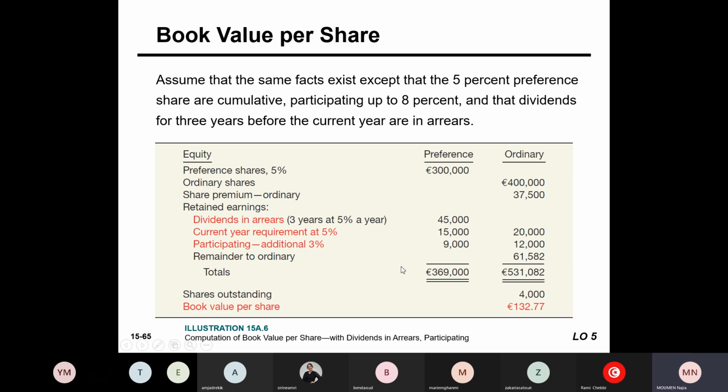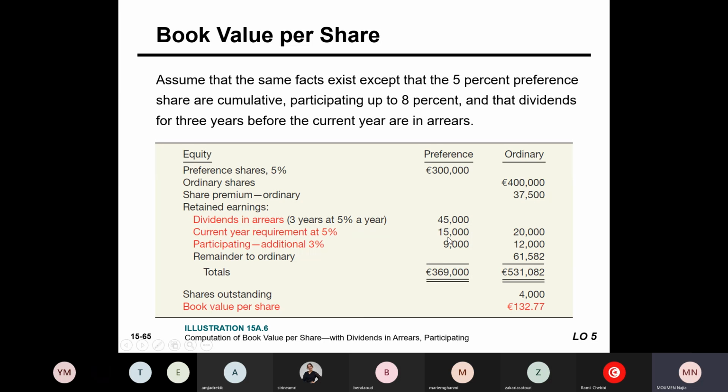So we'll see how the presence of all of these privileges and issues will impact how the book value per share amount will be measured. Still we have these ordinary shares of 400. We have share premium. There is no problem. The problem is the retained earnings here.